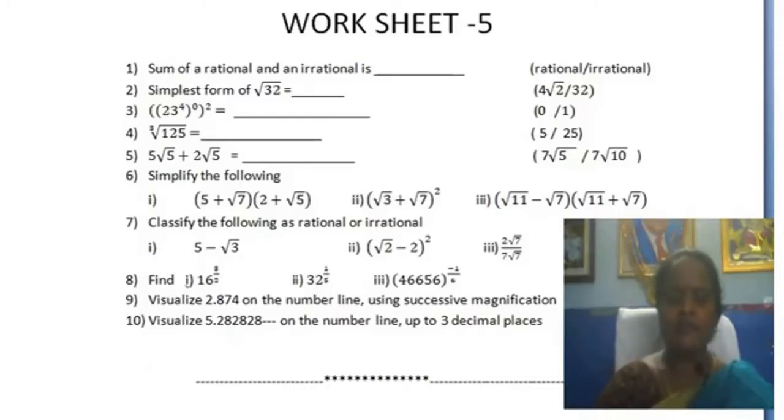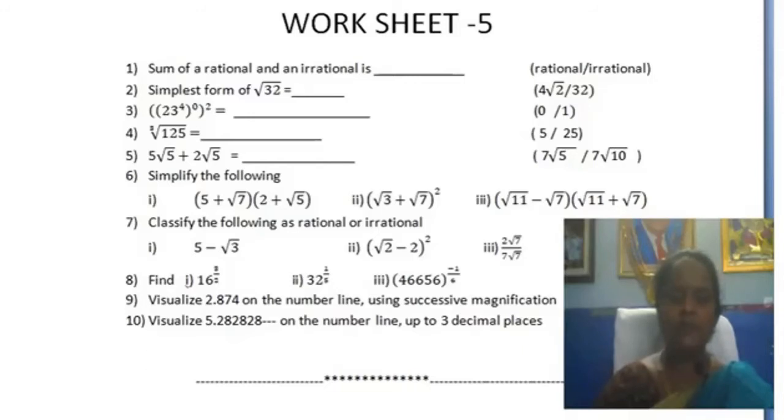On the fifth one, 5 into root 5 plus 2 into root 5, 2 root 5, is equal to dash. Answers given as 7 root 5 or 7 root 10. Sixth question, simplify the following. In that, first question is given as 5 plus root 7 into 2 plus root 5. Second one, root 3 plus root 7 whole square, it is an a plus b whole square. Third one, root 11 minus root 7 into root 11 plus root 7, it is an a minus b into a plus b formula.